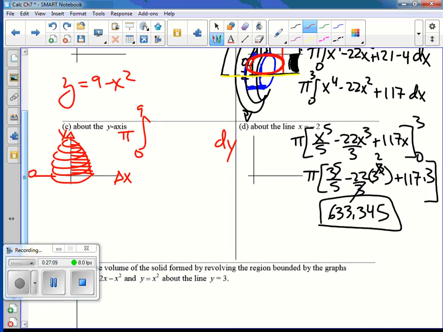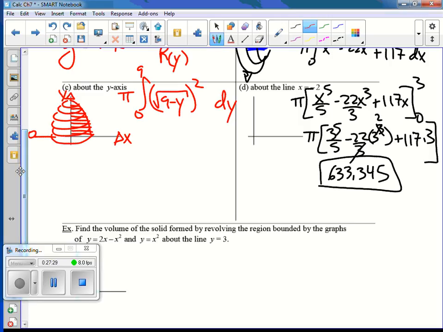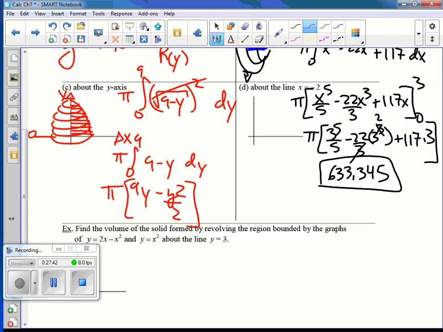And so now we want the big radius. But remember, that's in terms of y, not in terms of x anymore. So what's going to go inside of there once you solve and do some algebra? You should get the square root of 9 minus y. And then we square it. Let's do some simplification, and let's do some math. Okay, and so you get this.